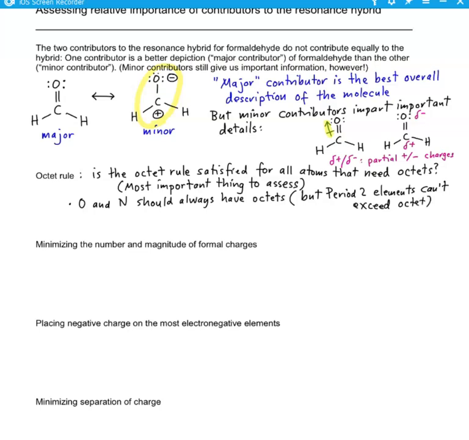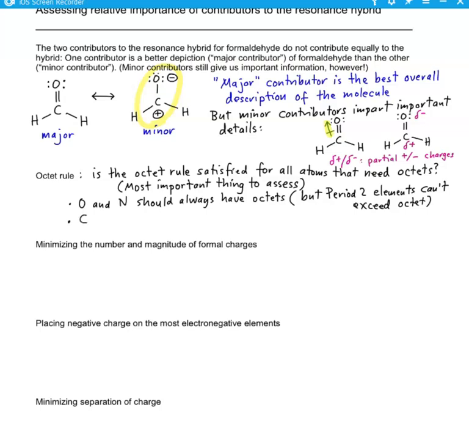So don't be drawing structures that have 10 or more electrons around any period 2 element, including, perhaps most importantly, carbon, because you're going to be drawing more carbons than anything else. So you should always, always, always have an octet of electrons around oxygen and nitrogen in the structures that you draw. If that's not the case, you've drawn a wrong structure.